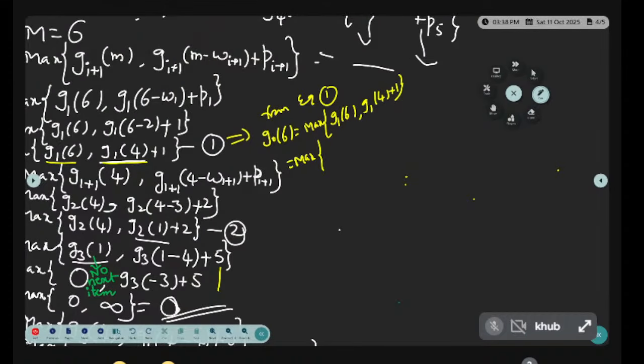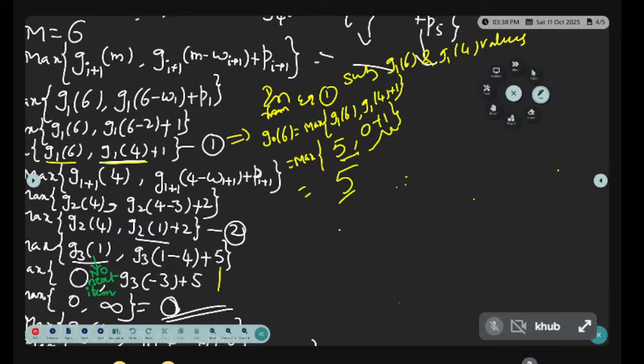Here we can write from equation 1, substitute G1 of 6 value and G1 of 4 value. G1 of 6 value enta 5, G1 of 4 0 + 1. This is equals to 5.